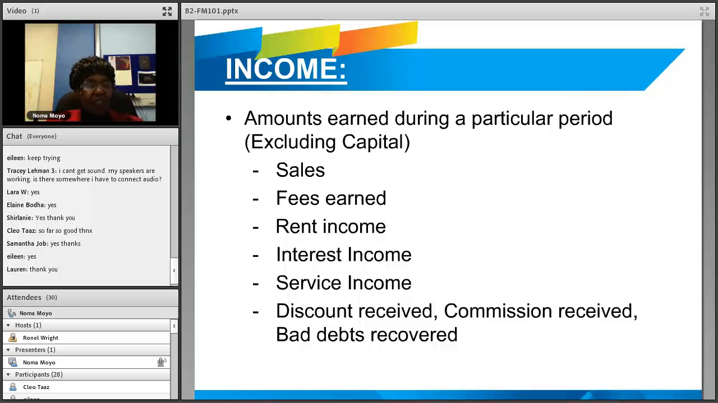Bad debts recovered. What are bad debts? Bad debts are expenses. We sell goods to our debtors and we know that sometimes some don't pay. And if they don't pay, we write them off as an expense. However, this person might come back sometime and say, sorry, I owed you so much, I was out of employment, I've come to pay you. That's a bad debt recovered. It is now an income.